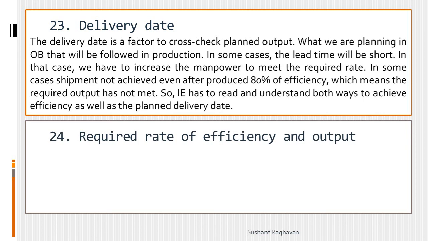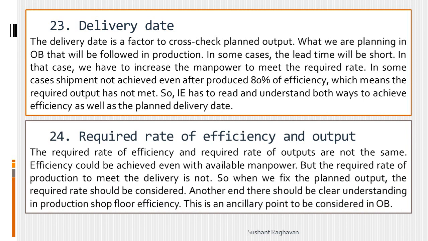Required rate of efficiency and output. The required rate of efficiency and the required rate of output are not the same. Efficiency could be achieved even with available manpower, but the required rate of production to meet the delivery may not be. So when we fix the planned output, the required rate should be considered. On the other hand, there should be a clear understanding of production shop floor efficiency. This is an ancillary point to be considered in the OB.